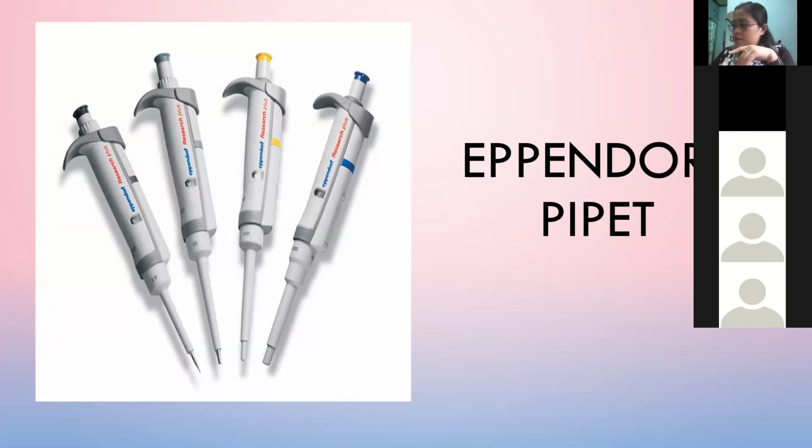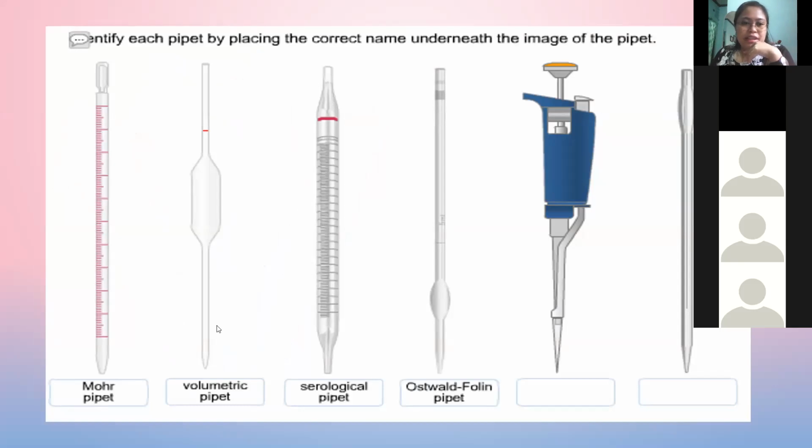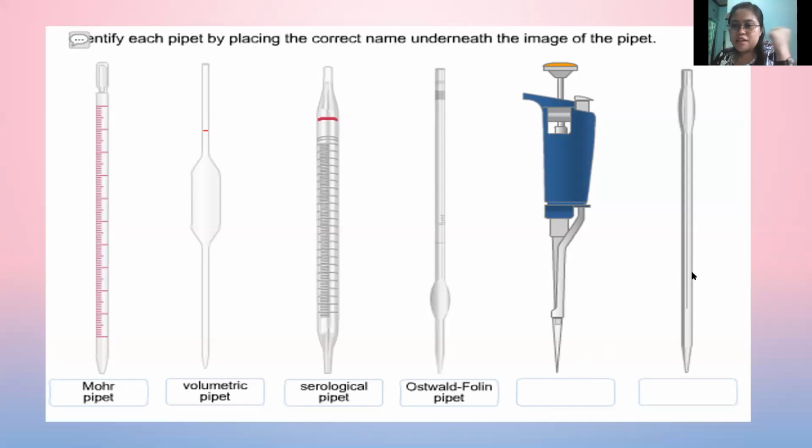None. So I hope you can identify that this one is a Mohr pipette. This is more common in the school. And then the volumetric one, you can identify it with the one graduation only and the presence of the bulb. And then this one is a serological pipette, but most of our serological pipettes are graduated almost up to the tip. And then the Ostwald-Folin pipette is used for blood chemistry. This one, though the name is not placed, is an Eppendorf pipette, or we simply call this a micropipette. And then the last one here is our lambda pipette. So just like the Eppendorf, we use it to deliver or to transfer small volumes of liquid.